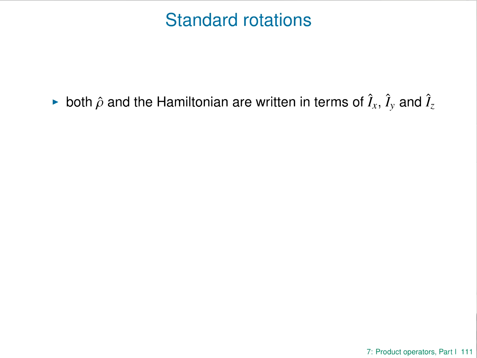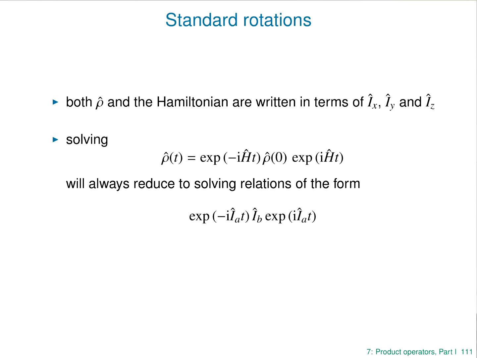So if we think of this now in rather more general terms, the density operator and the Hamiltonian are all written in terms of Ix, Iy, and Iz. That's really the key to this theory. And so if you think of these equations, what we're always going to end up with are equations where we've got an operator IA, which could be any one of x, y, or z, and an operator IB, which could be any one of x, y, or z. We're always going to ultimately end up with trying to solve an equation like that.